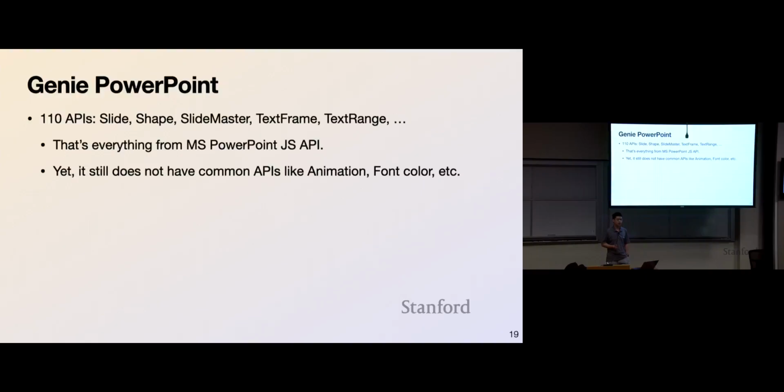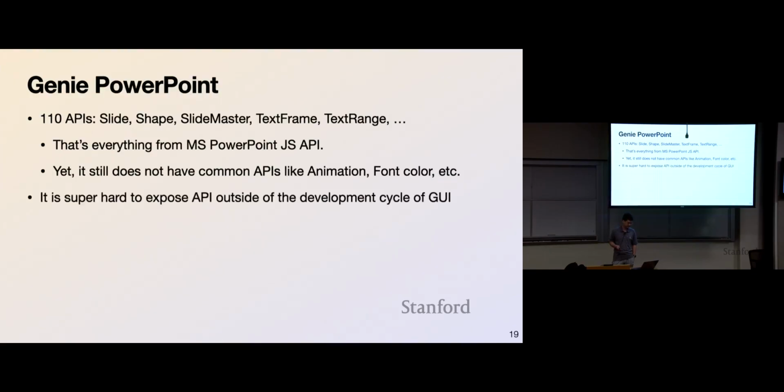However, Genie PowerPoint is built on top of existing PowerPoint. They provide an API pack that allows me to access those APIs in JavaScript. But it doesn't support a lot of the common APIs you would need in making a PowerPoint, like animation, changing font color, etc. The reason behind that is building a GUI is already a lot of work. To expose those APIs, even for a company as big as Microsoft, is a very, very hard task.